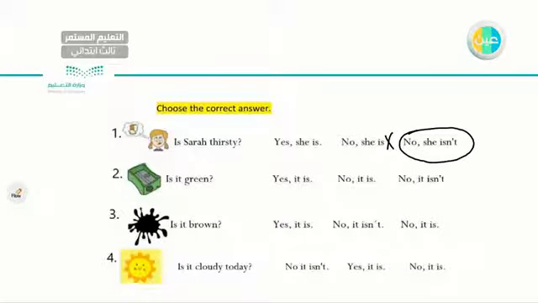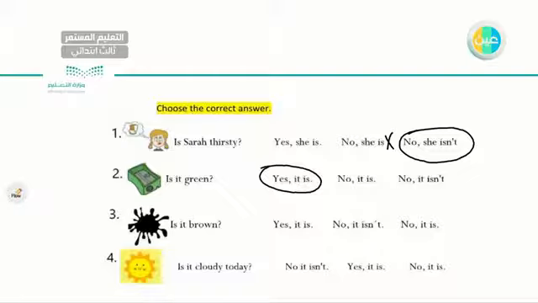Number 2. Is it green? I'm talking about the pencil sharpener. Is it green? Does it look green to you? Yes, it is. No, it isn't. What do you think? Yes, it is green. It is so green. Very good. Number 3. Is it brown?